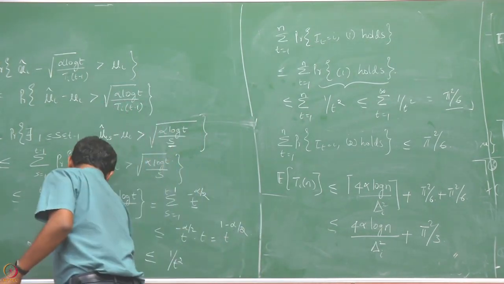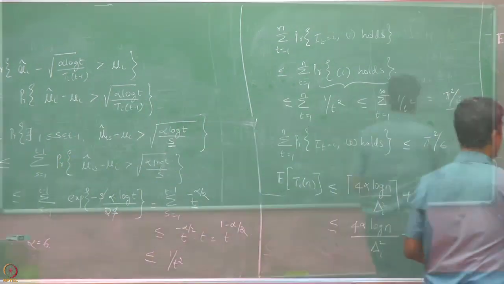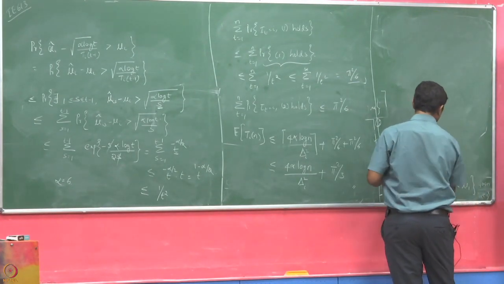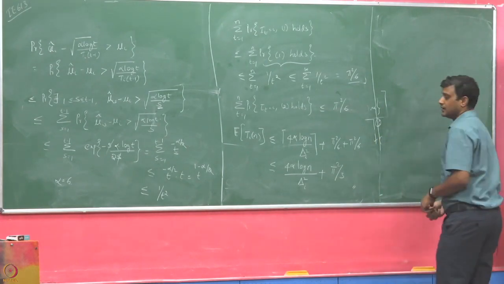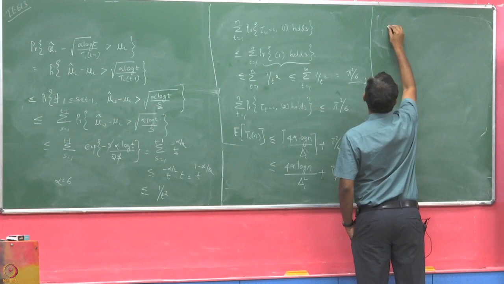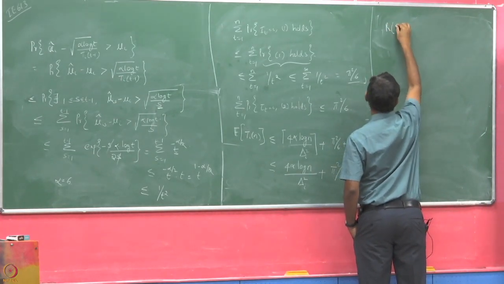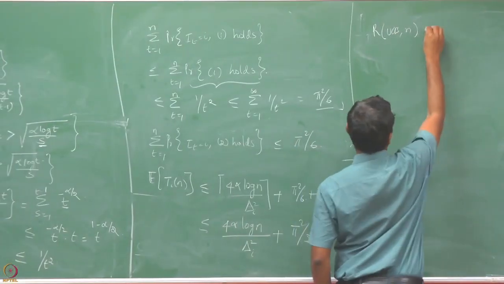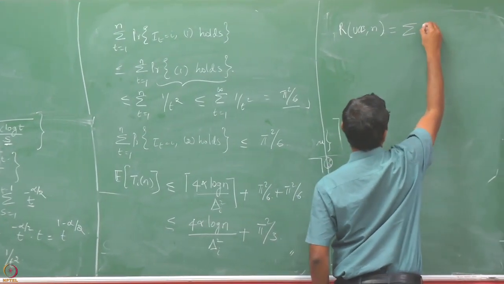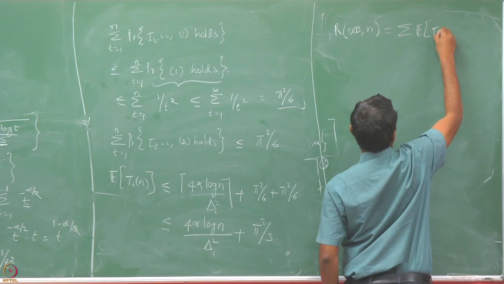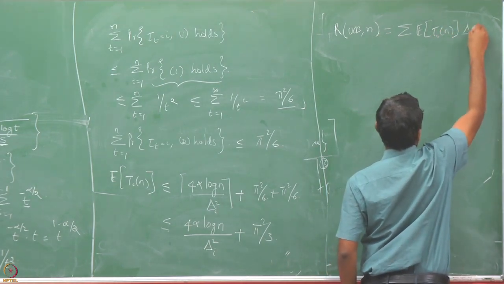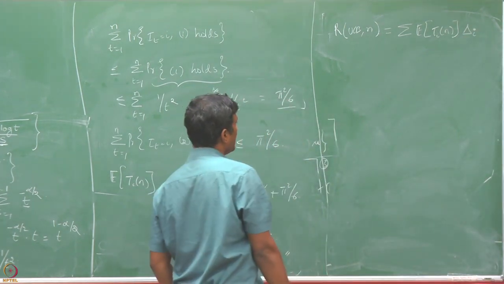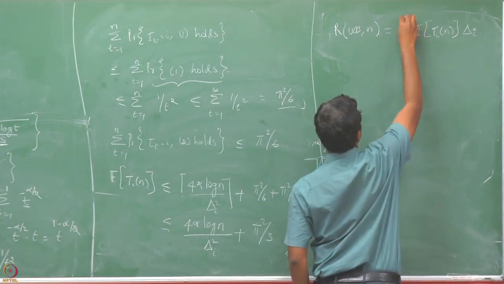Now, we are almost done. Once we have this, we already know how to get our regret bound, right? What is our expected regret, or rather pseudo regret, of policy UCB over n rounds? We know that this is going to be the expected number of pulls of I times delta I, and this summation is over I equals 1 to k.